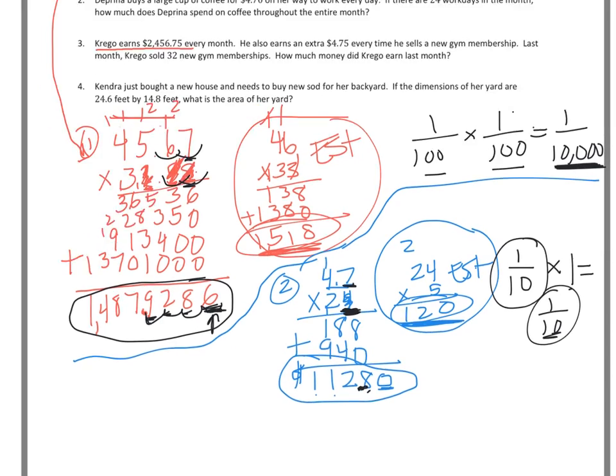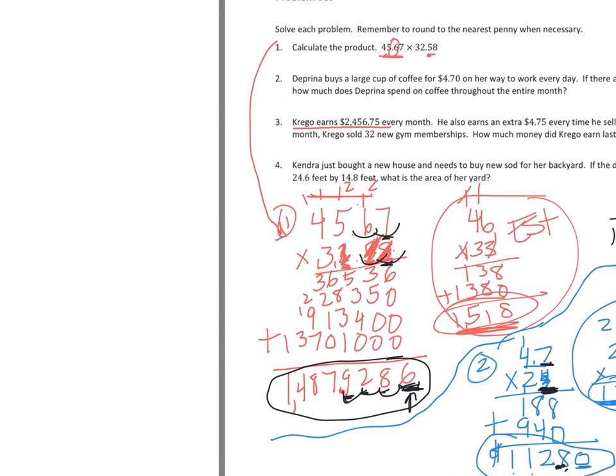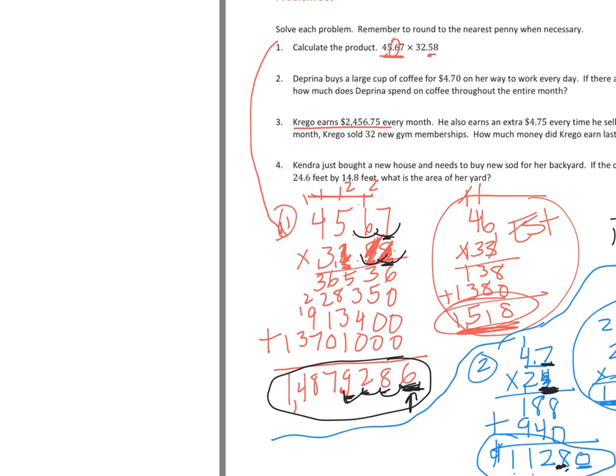So I'm going to go off to the side here this time. And let's do this one in green. So we know that he earns $2,456.75 for the month, but he also makes $4.75 each membership, and he sold 32. So what I want to first do is add his earnings to the new gym memberships.